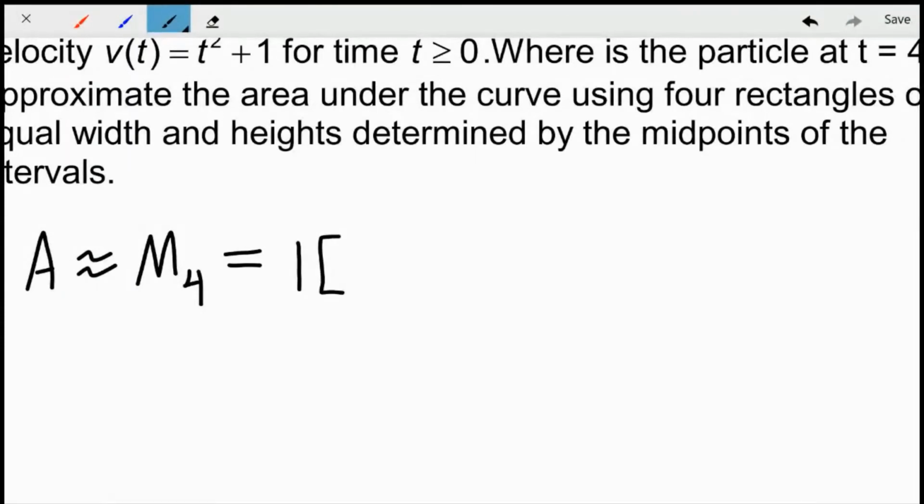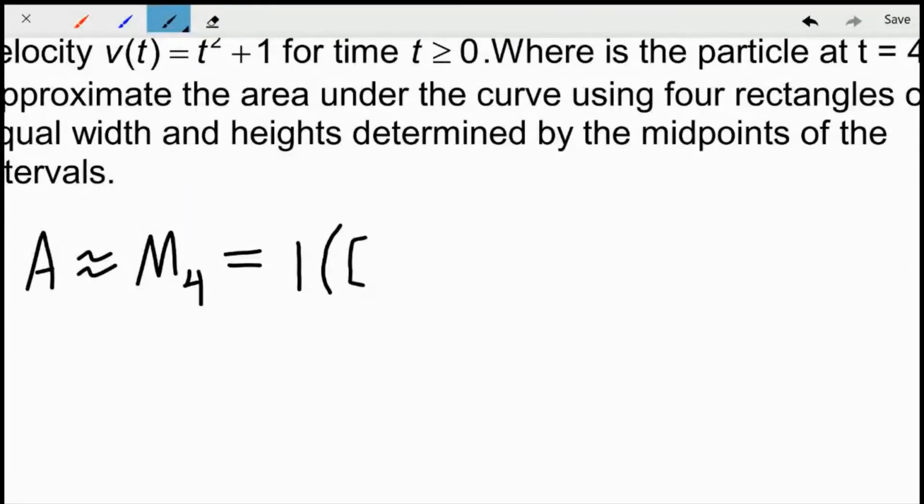Now what I'm going to put inside here is all of the heights of my rectangles. My function is t squared plus 1. My first subinterval goes from 0 to 1, which means the midpoint is at 1/2. So for that function value, I use t squared plus 1.